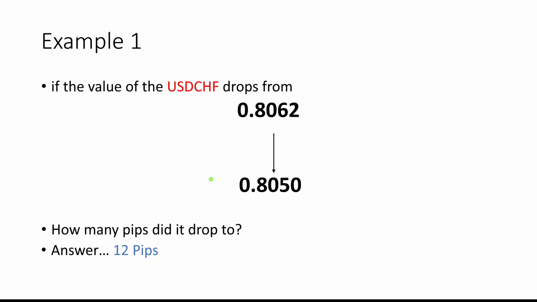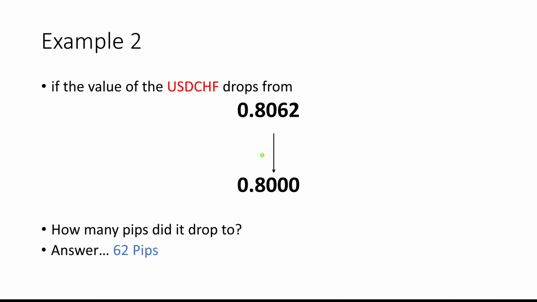Let's look at another example. If the value of USD CHF drops from 0.8062 to 0.8000, how many pips did it drop? We do our subtraction: 0.8062 minus 0.8000, what do you get? The answer is 62 pips. I believe that you had it right too.